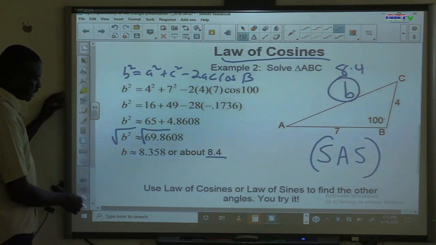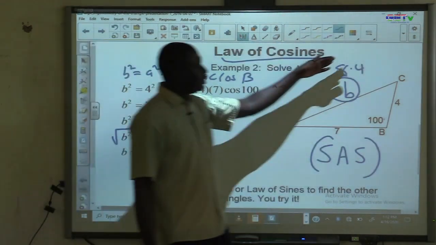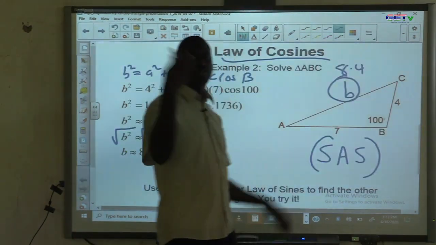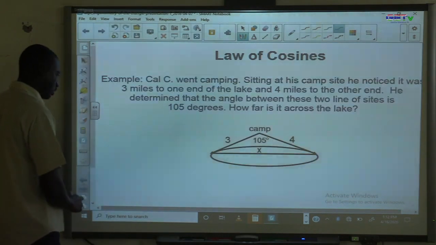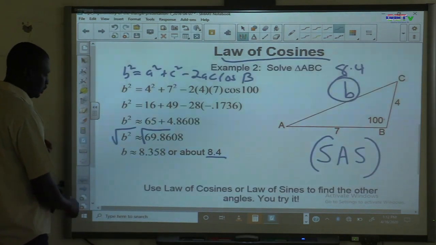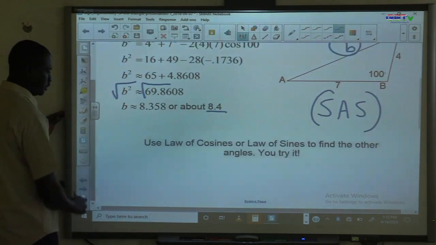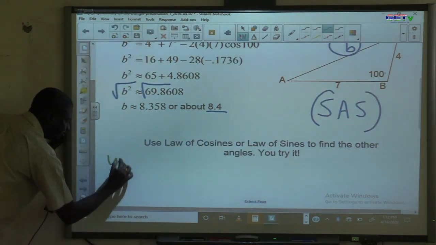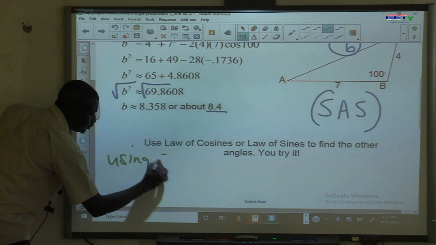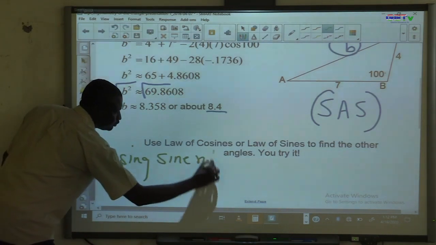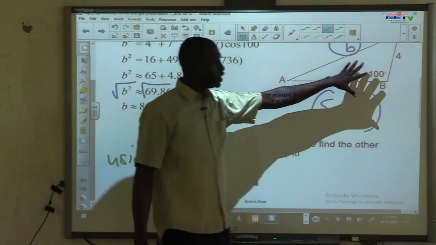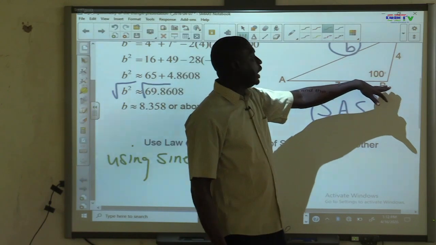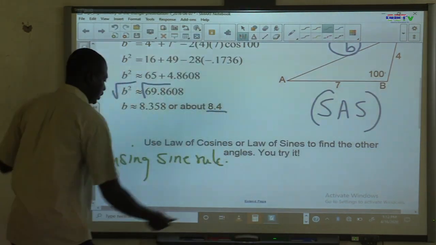So we'll apply the law of sine. Because we know this side and we know this angle, we can apply the law of sine to find the angle. The law of sine says what? Using the sine rule on this triangle that is given, because we know angle B and side B, we can take it in that form.